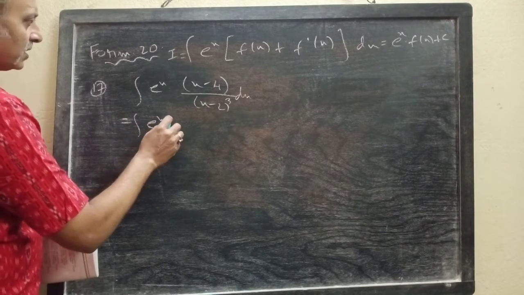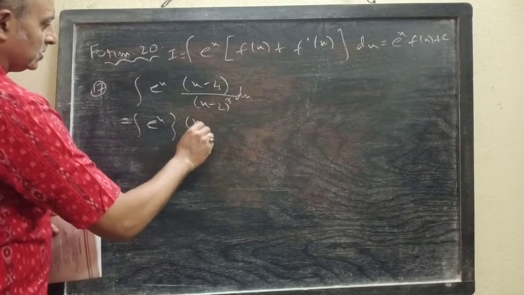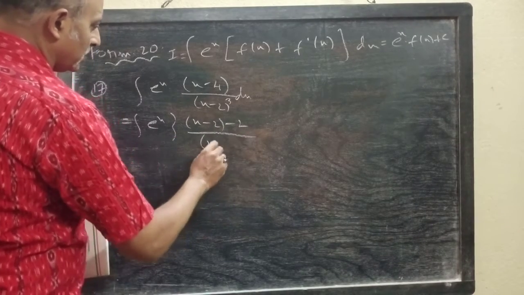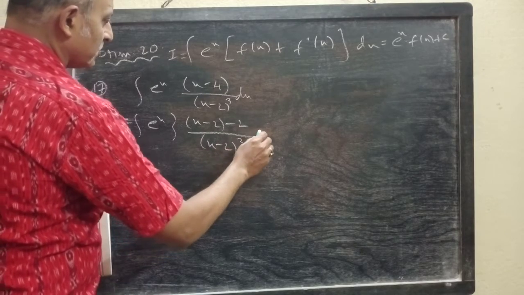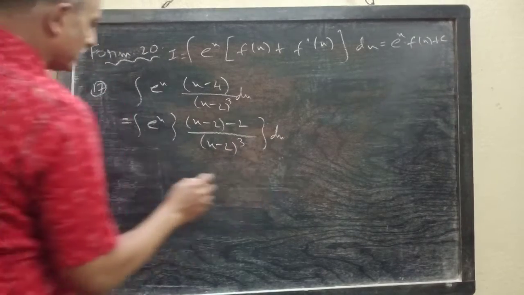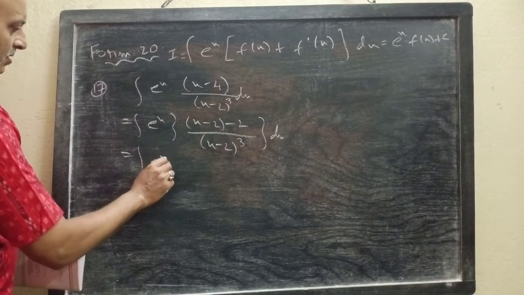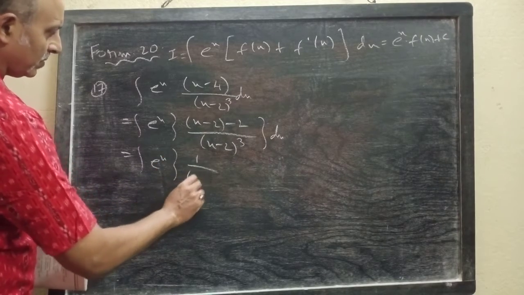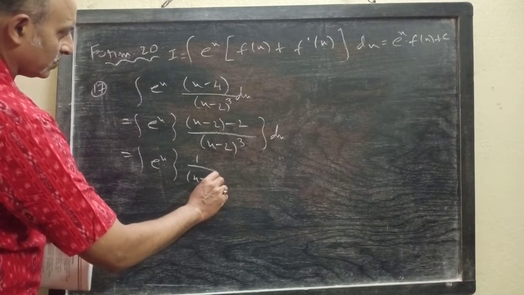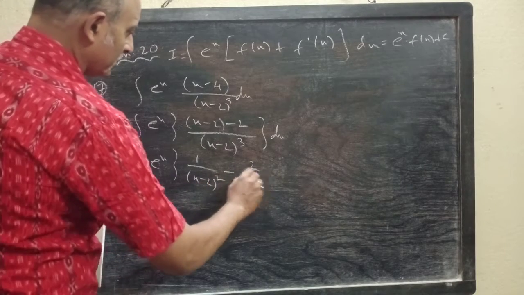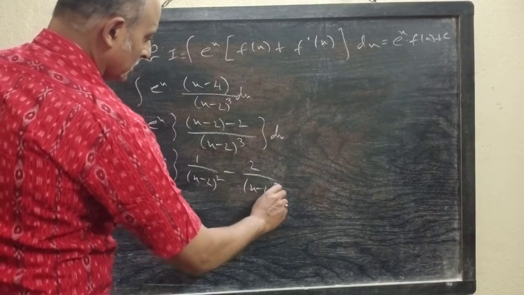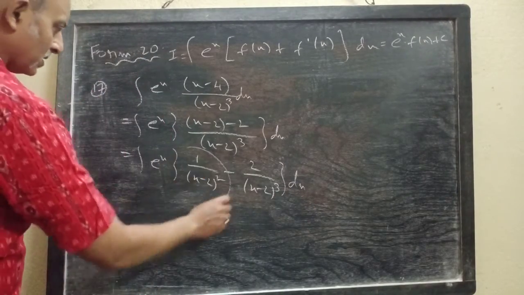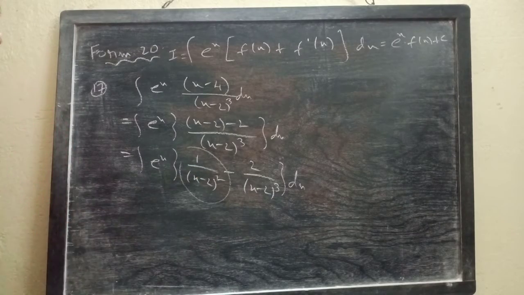e to the power x, here x minus 4 can be thought of as x minus 2 minus 2, and then (x minus 2) whole cube, then dx. Let us split from here, then you get 1 by (x minus 2) whole square minus 2 by (x minus 2) whole cube dx. Look, if you consider this as f(x), this is your f dash x. Take it.